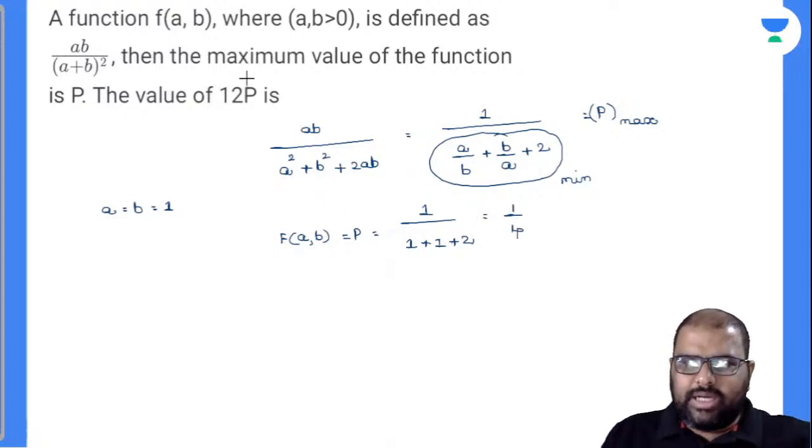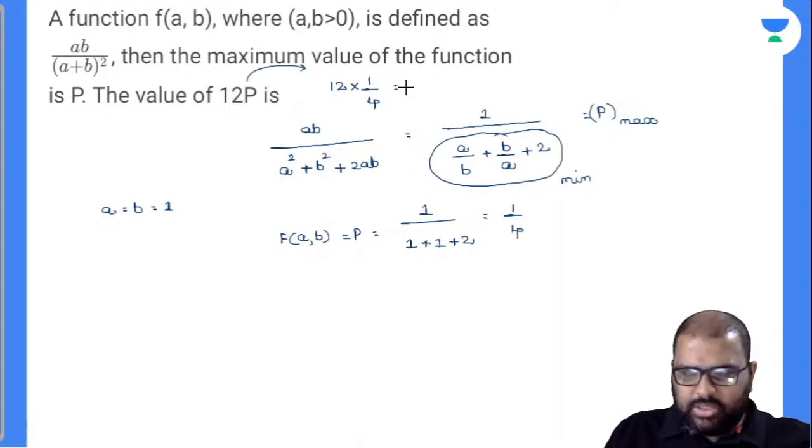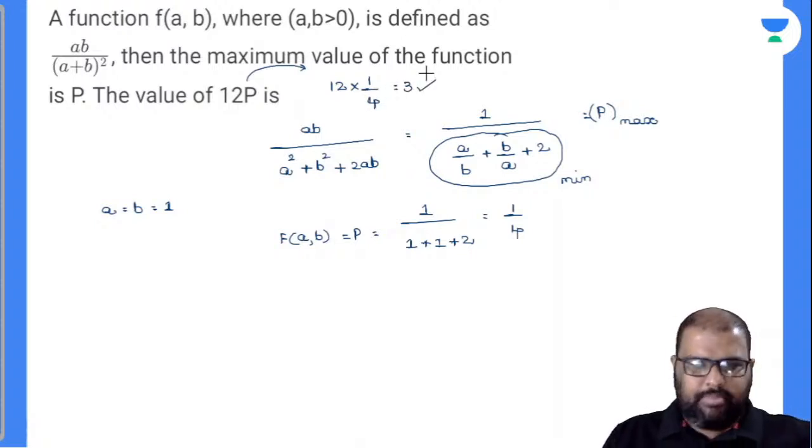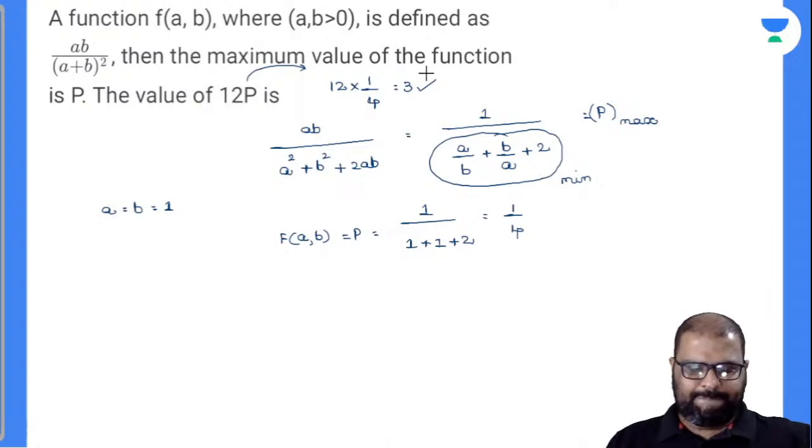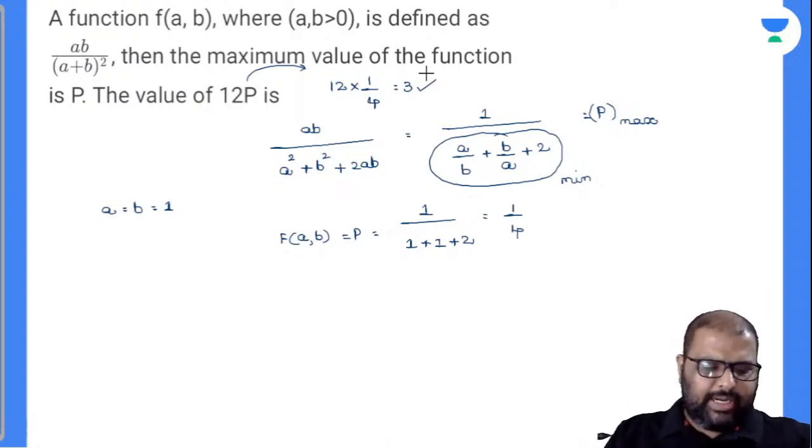What is the question asked? The 12P value is what the question asks. 12 into 1 by 4, and your answer will be equal to 3. How many of you got this logic? Perfect calculation. Done. Of course, you can also try without this process, by a layman approach.